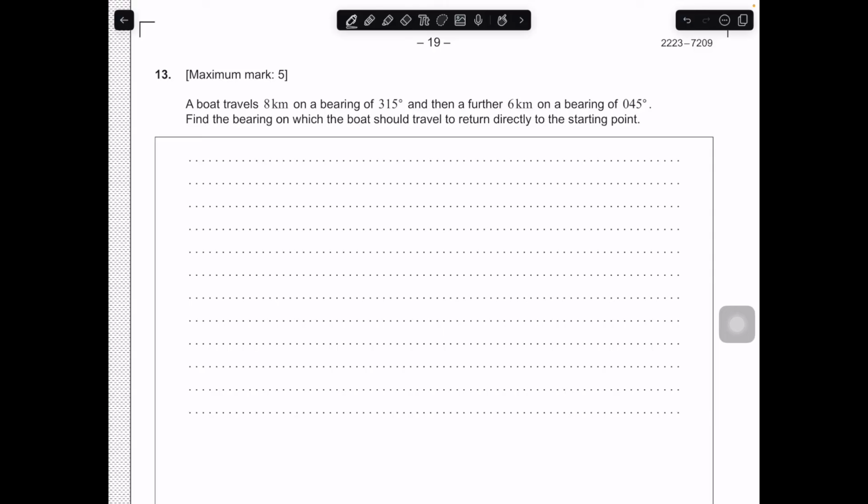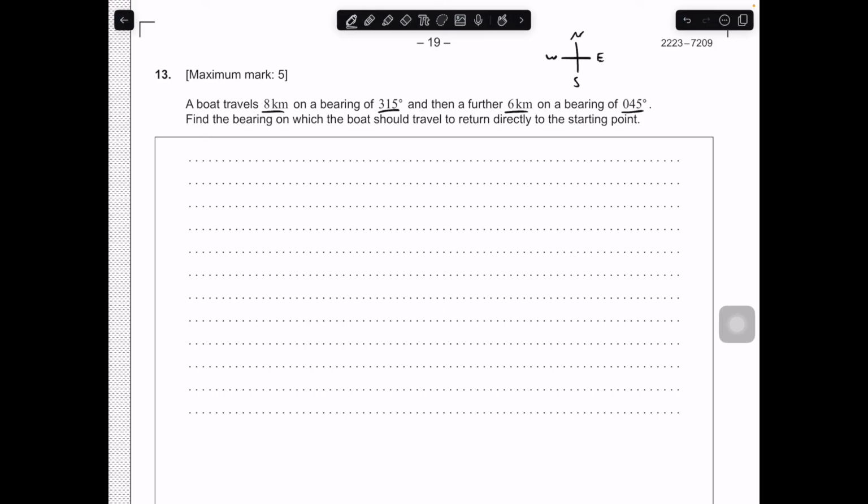A boat travels 8 kilometers on a bearing of 315 degrees, and then a further 6 kilometers on a bearing of 45 degrees. Find the bearing on which the boat should travel. It should return directly to the starting point. 5-mark question, just one big question. Okay. So what are we talking about? When we're talking about bearings, we are talking about our directional coordinates. Never eat north, east, southwest, and so on.